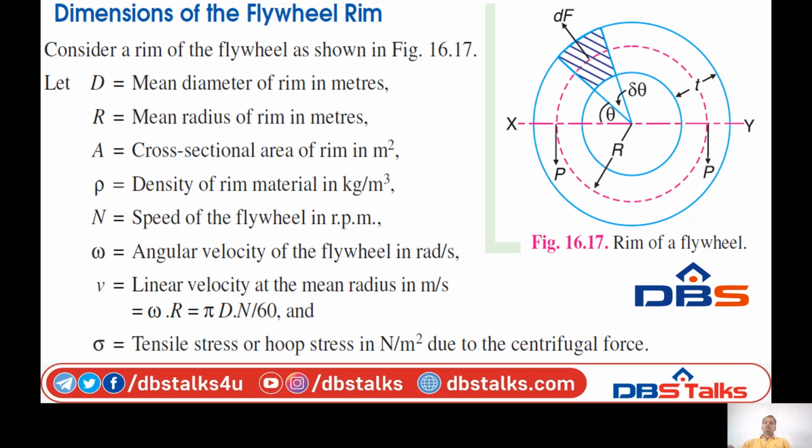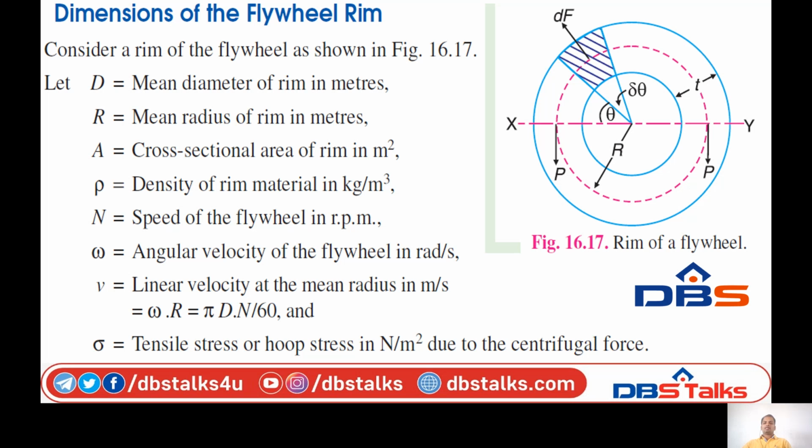So finally, here are the dimensions of the flywheel, which need to be designed while preparing any flywheel. How much energy is to be stored depends on the design of the flywheel. So what does design mean? Let us consider a rim of a flywheel. That is the diagram which shows the flywheel design.